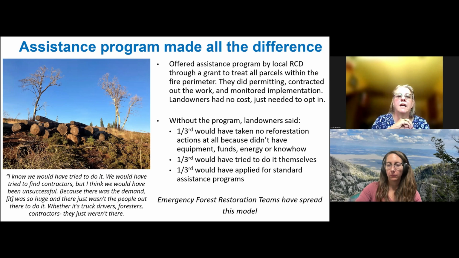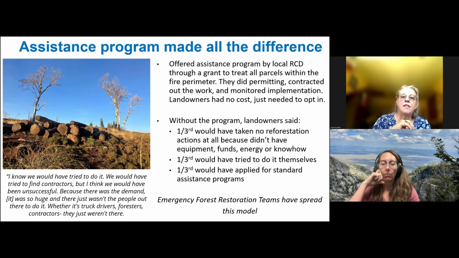So what the landowners told us was that without the program, probably a third of them would have taken no action at all because they didn't know how or didn't have the equipment or funds. A third of them might have tried to do some planting every year, and a third could have tried to apply for standard assistance programs. And so that really helped me with my thinking about the best ways of reaching private non-industrial landowners because of all those barriers that were described.